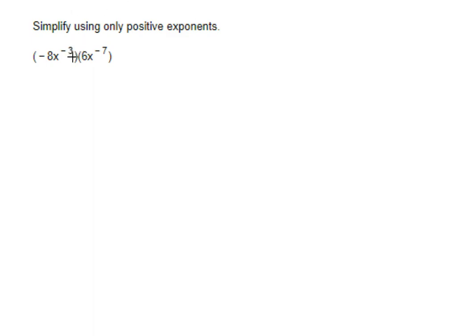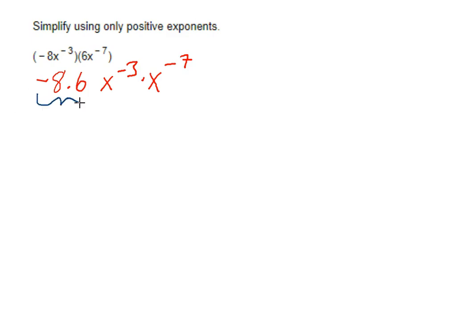So this is the first problem that you'll come across on the exam. Here we want to multiply these two expressions together. We don't have to use FOIL because we're not adding or subtracting in these parentheses. It's just one term times another term. So we multiply together what goes together. So we're going to take the negative 8 times 6, because those will multiply together. And we're going to take the x to the negative third power times x to the negative seventh power, because those will multiply together. All right.